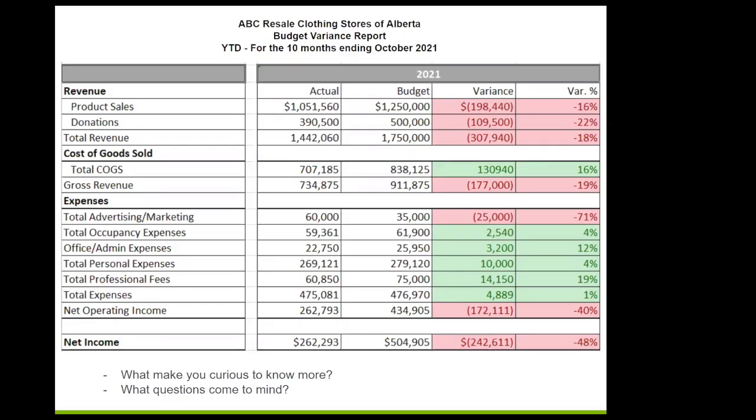Now let's take a look at a budget variance report. When looking at this budget variance report, you may ask yourself several questions. For example, you may ask, why did the total revenue decrease so much? Why did advertisement costs increase? How did we decrease office and administrative expenses? The budget variance report is a great source for important questions that board members should ask.